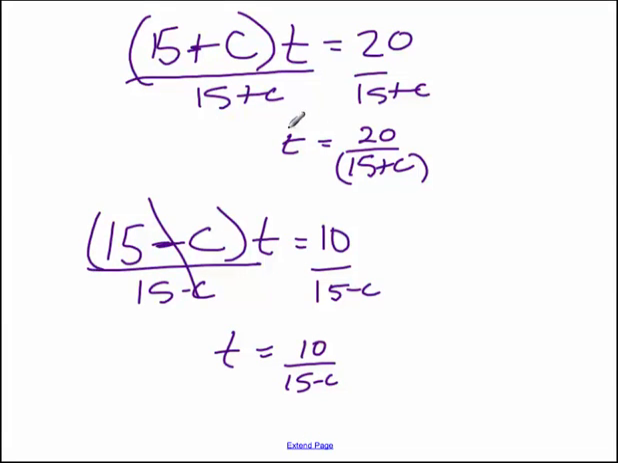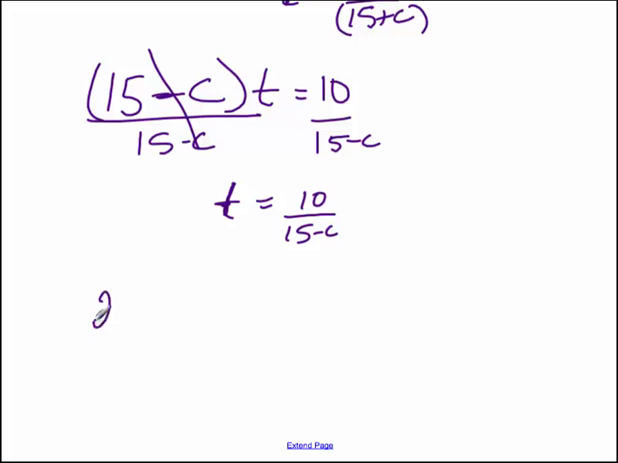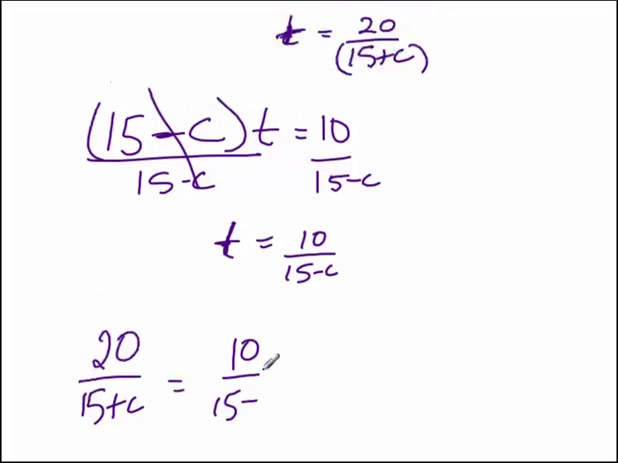Well, okay, it's the same time, right? This is the same time, so we can just set these things equal to each other, since they're both equal to t, and solve for c. So we have 20 divided by 15 plus c. That's the same as 10 divided by 15 minus c.